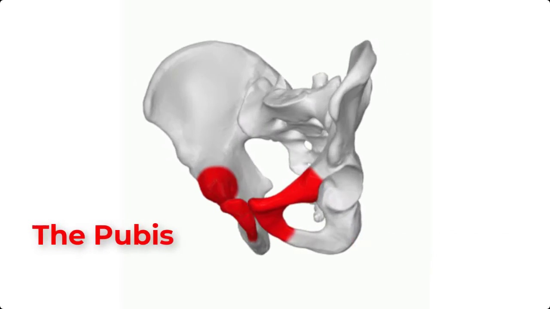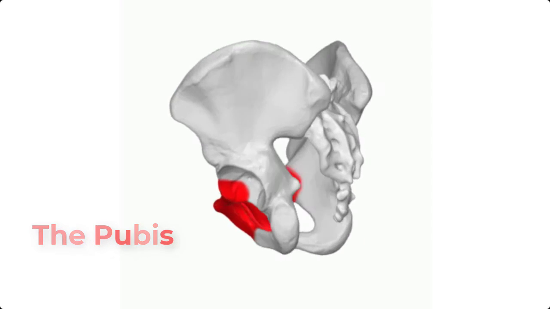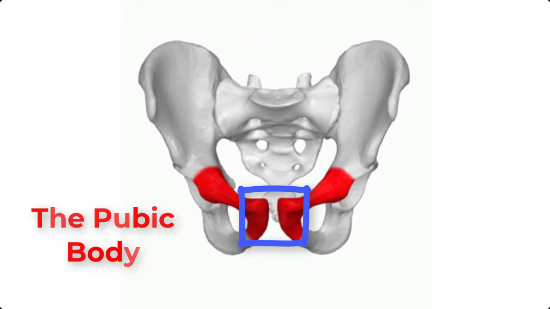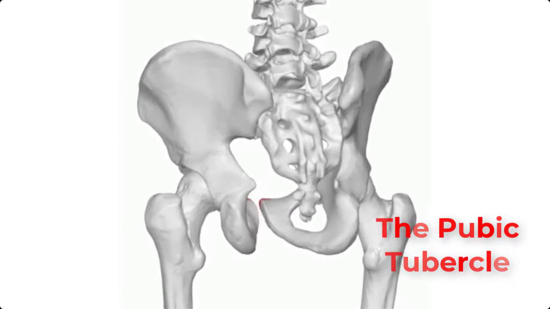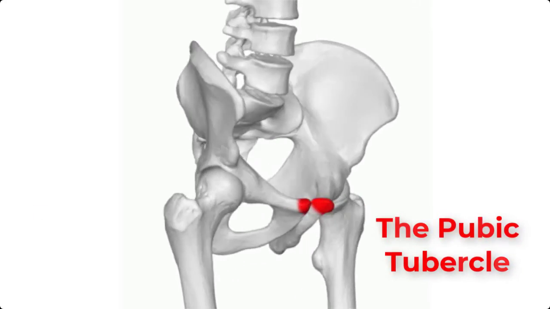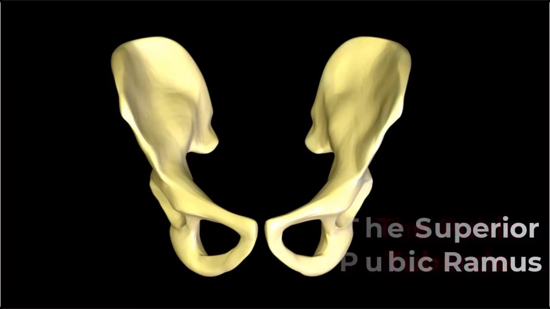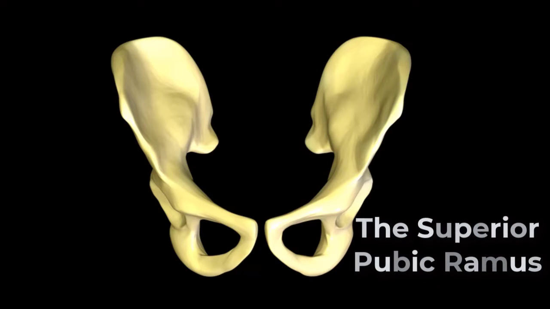The pubis forms the anterior portion of the hip bone. The enlarged medial portion of the pubis is the pubic body. Located superiorly on the pubic body is a small bump called the pubic tubercle. The superior pubic ramus is the segment of bone that passes laterally from the pubic body to join the ilium.